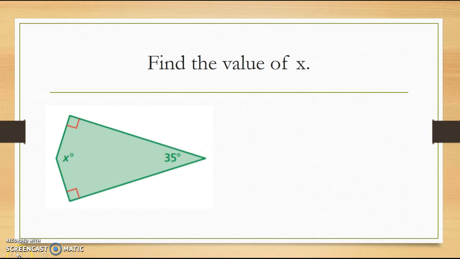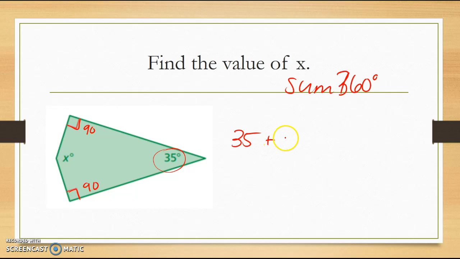Our next slide also has the same directions. Find the value of x. Here again there is the sum of 360 degrees. So here we only have one numerical angle labeled 35 degrees, but these two markings give us that each one of those degree measures is 90. So we actually have 35 plus 90 degrees plus another 90 degrees, plus our x degrees, and set that equal to 360.